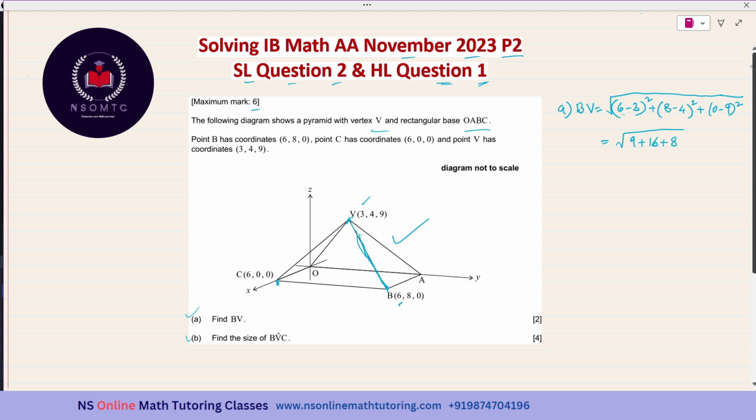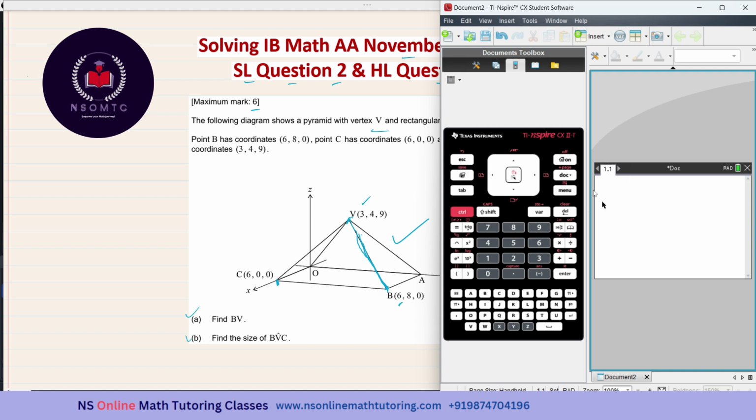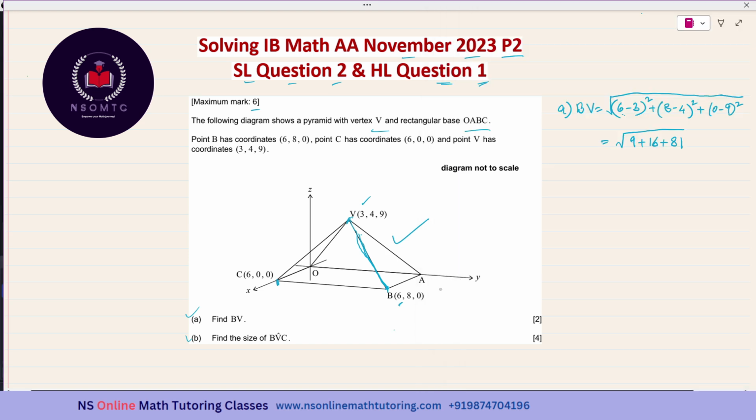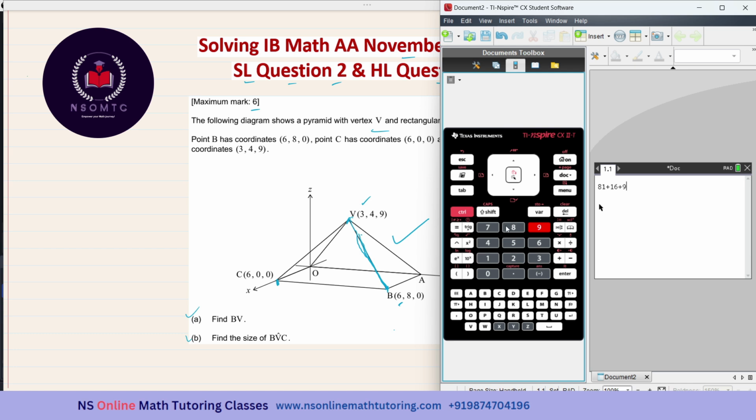You can use your calculator. This is a paper 2 question, so let me use my calculator. It is 81 plus 16, and the first one was 9. Let's check once more. Yeah, 9 and 16 and 81. I did not take the square root, I have to take the square root. Square root of 106, and now I'll be getting the square root, 10.2956 and all, up to 3 significant figures, it will be 10.3.